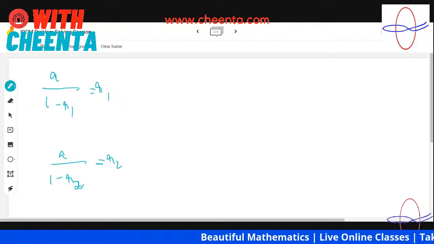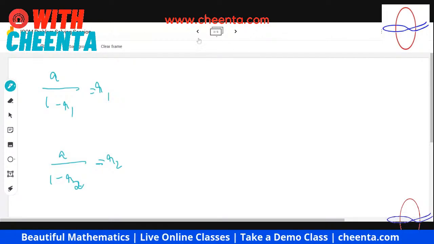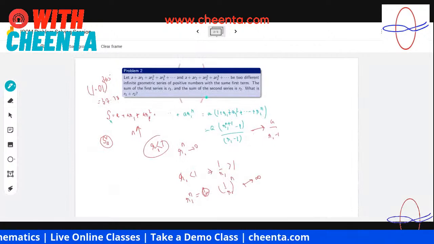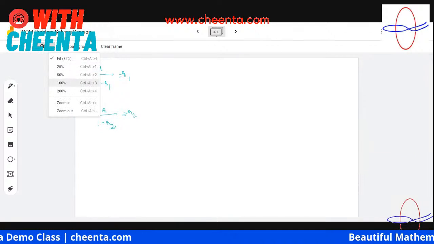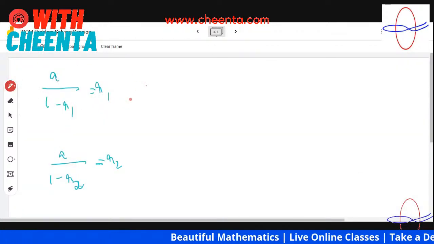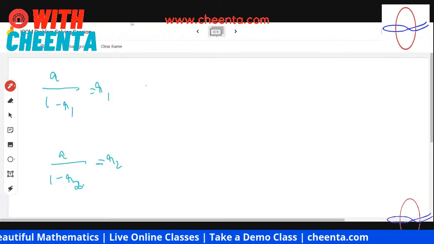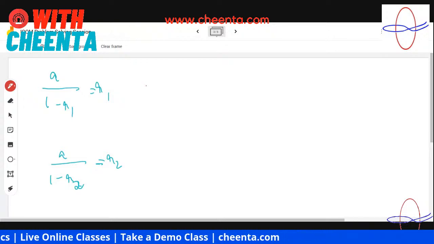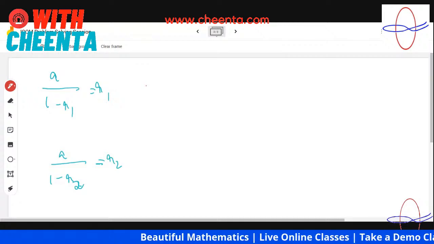Okay, perfect. So what do we need to find here, guys? We need to find the sum of R1 plus R2, right? So how do we find the sum? Let's try to solve this equation. Or do we really need to solve this equation? What do you say? Yes. So, essentially, that's the idea.